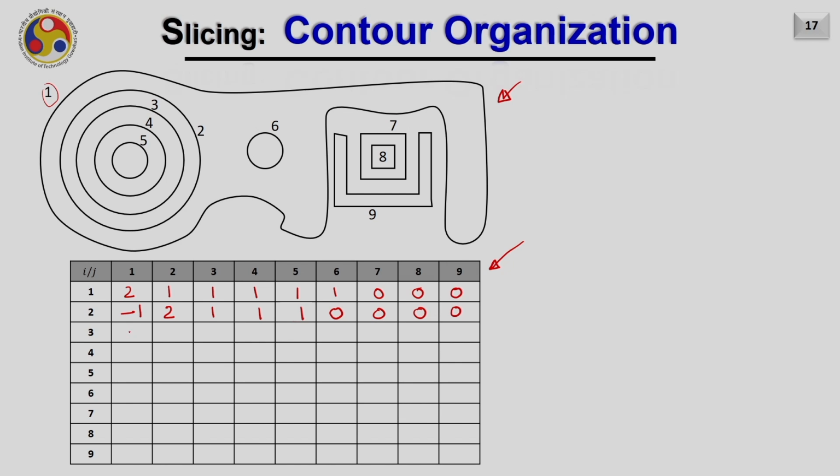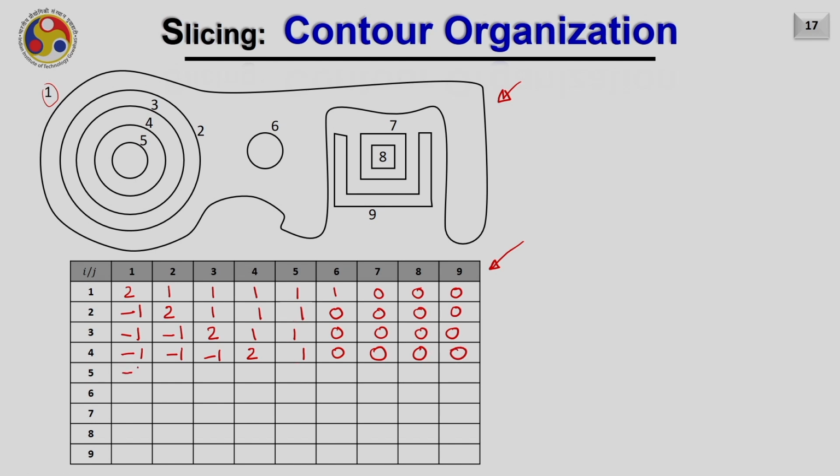Again contour number 3 is contained by contour number 1, it is also contained by contour number 2 and it is containing contour number 4, 5 and separated from 6, 7, 8 and 9. Again contour number 4 is contained by contour number 1, contour number 2, contour number 3 and here it will be 2 and it is containing contour number 5 and separated from 6, 7, 8 and 9.